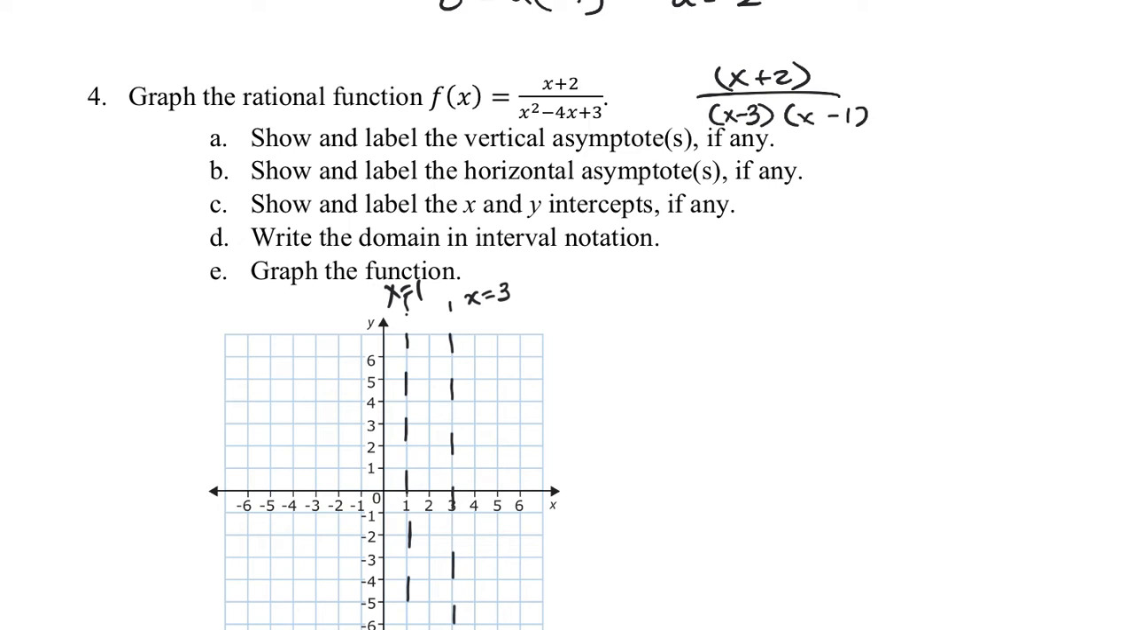Now part B, show and label the horizontal asymptote, if any. The horizontal asymptote, what was the function of it? The reason the horizontal asymptote is there... so the vertical asymptotes are domain restrictions. The horizontal asymptote, do you remember what that one was for?